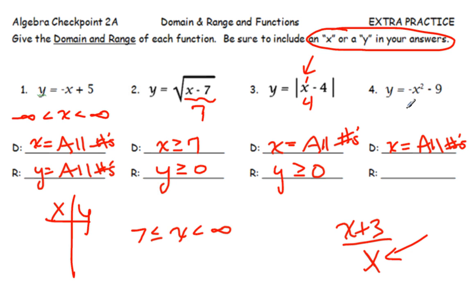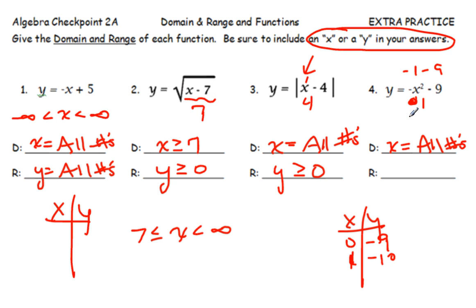Well, this is a pretty tricky one. You might want to try a little XY table to find a pattern if you get any confusing ones like this. But if I plug in, let's say 0, 0 squared is 0, the opposite of 0 is 0, 0 minus 9 is negative 9. So maybe I'll just do this, 0, negative 9. Let's go larger. Let's go like 1. 1 squared is 1. Negative 1, the negative in front. So negative 1 minus 9 is negative 10.